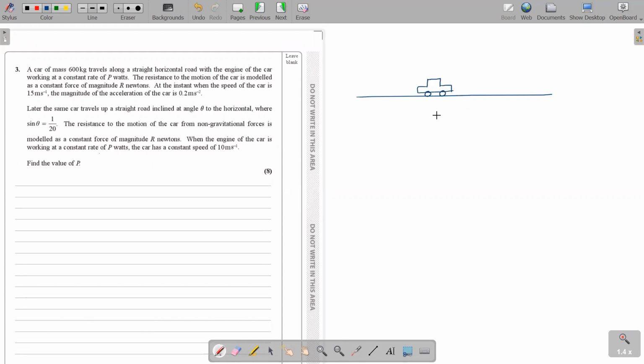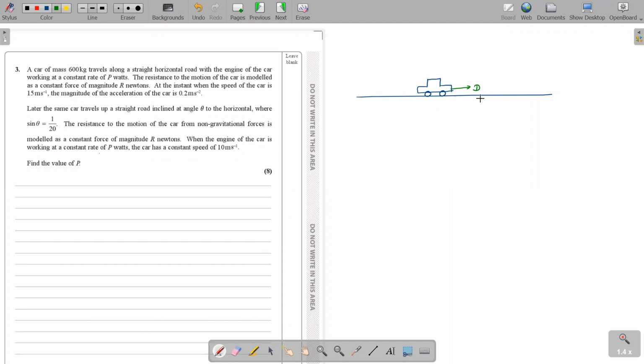A car of mass 600 kilograms travels along a straight road with the engine of the car working at a power of P watts. If there's a power, the engine of the car is producing a driving force, because power equals driving force times velocity. So for there to be a power, there must be a driving force produced by the car.